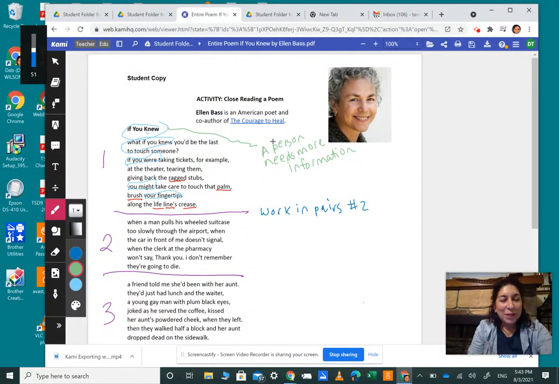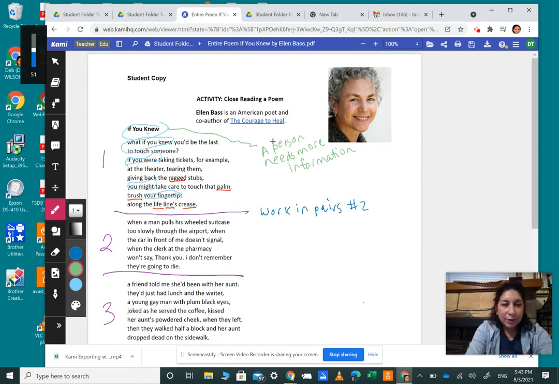Hi, we're going to be looking at the poem "If You Knew" closer. The activity is called a close reading of a poem. Looking at the title, let's try to predict what we think this poem may be about.